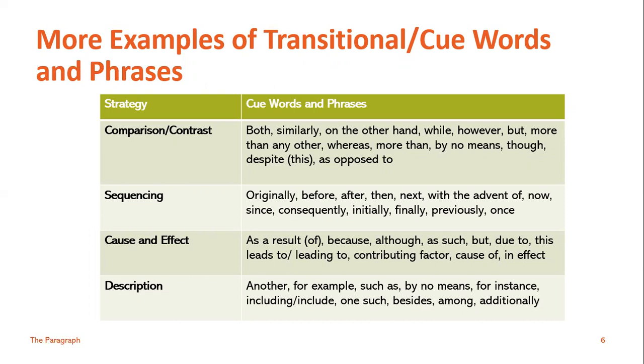So I have a strategy on one side and the cue words and phrases on the other side. For comparison and contrast, we have words and phrases like similarly, both, on the other hand, which was mentioned before, while, however, by no means. For sequencing, we have originally, before, after, initially, previously, once. Cause and effect: as a result of, because, although, contributing factor, cause of, in effect. And for description, we have another, for example, such as, by no means, besides, additionally.